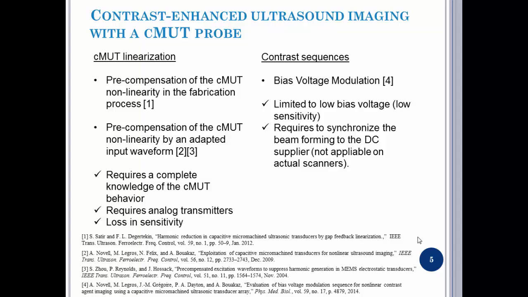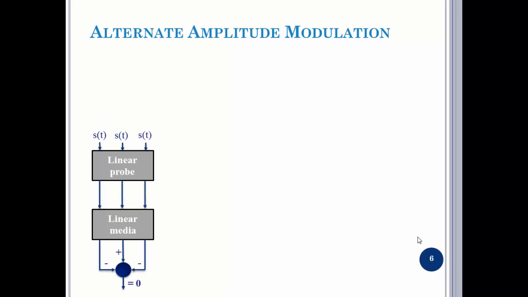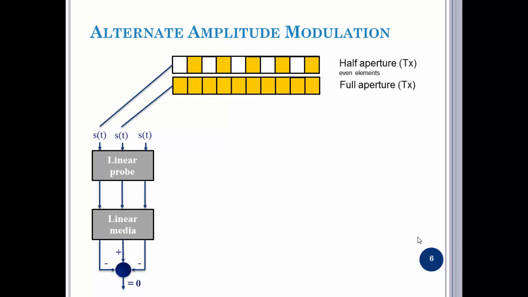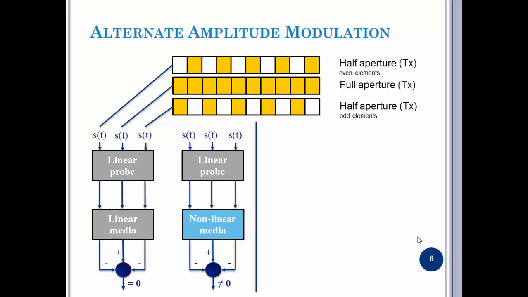But there is one contrast sequence that we didn't look at. This is what I call the alternate amplitude modulation, and it is already used with piezoelectric probes. It uses exactly the same signal, but sends it on different apertures: using half the aperture, like all the even elements, and the full aperture. In a simple case like piezoelectric, you have a linear probe, and you are able to detect a nonlinear medium by doing this amplitude modulation.